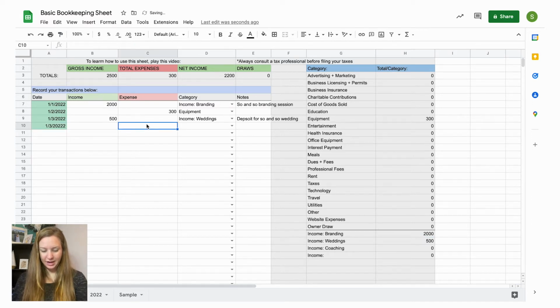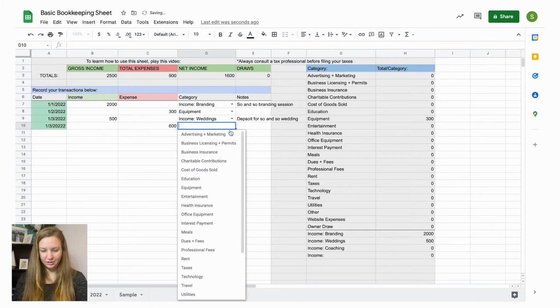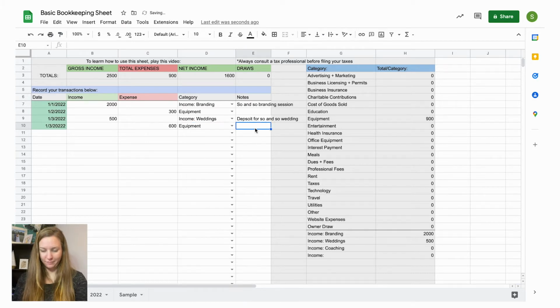In the same day, I spent another $600 on equipment. And maybe that was like a tripod or something. So you'll see here my equipment category went up because it's tracking that expense. It counted against my gross income as an expense, so my net income went down a little bit.